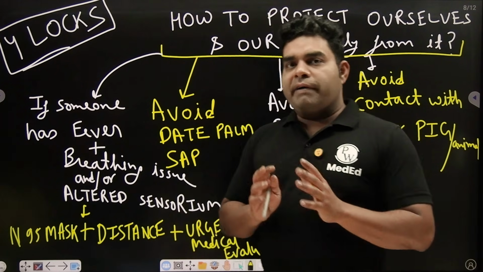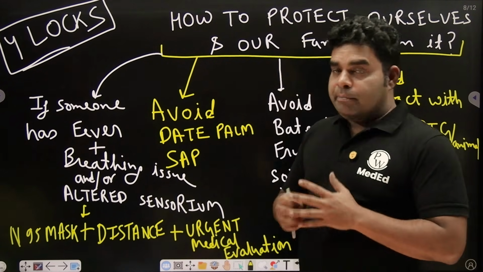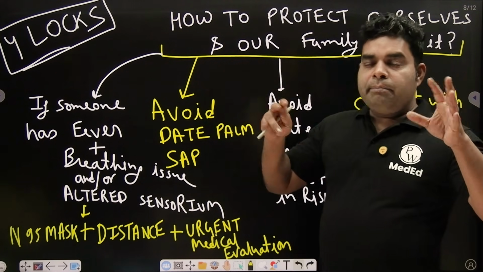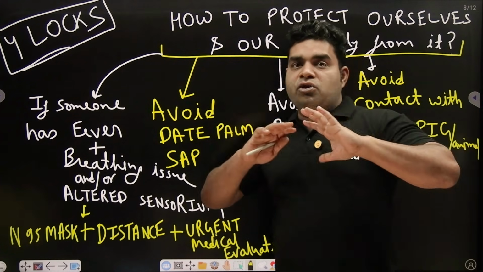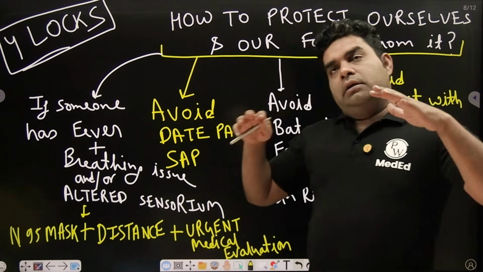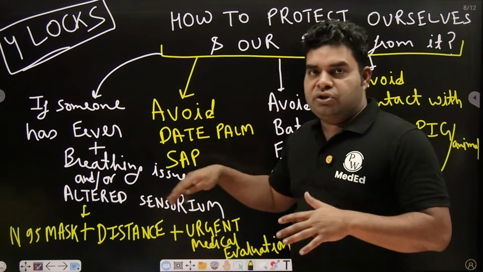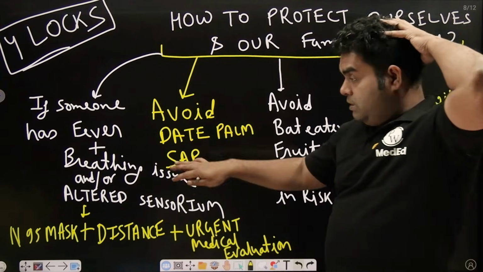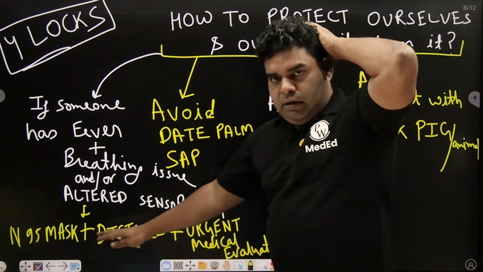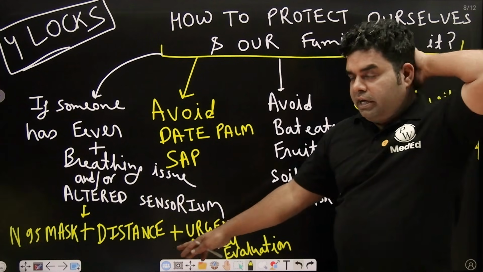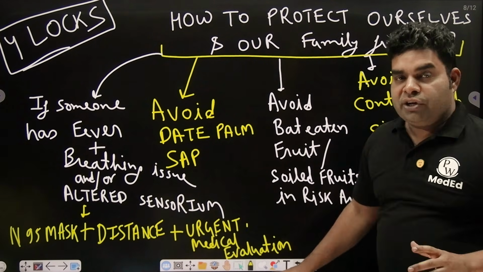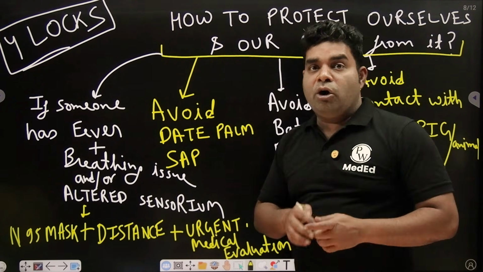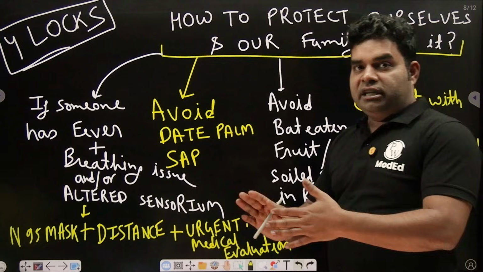But one main thing is, if you find any patient of Nipah or any patient who has fever, breathing difficulty, and altered sensorium, it means he is talking about something which does not make sense, nonsense talking, confusion, dizziness, all those things which show that the patient's brain is affected along with fever and respiratory symptoms. If you find these things, definitely wear a mask, maintain a distance from that patient, and ask for urgent medical evaluation of this patient, whether he has Nipah or not. And if the patient comes positive for Nipah on RT-PCR or ELISA, definitely isolate the patient.